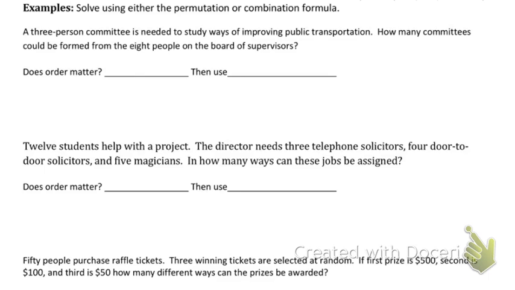Example 1. A 3-person committee is needed to study ways of improving public transportation. How many committees could be formed from 8 people on the board of supervisors? So your goal is going to be, does order ultimately change what happens? What I mean by that is I pick 3 people. I grab 3 people and I throw them in a committee. Is there anything that delineates between whether you're committee member number 1, 2, or 3?